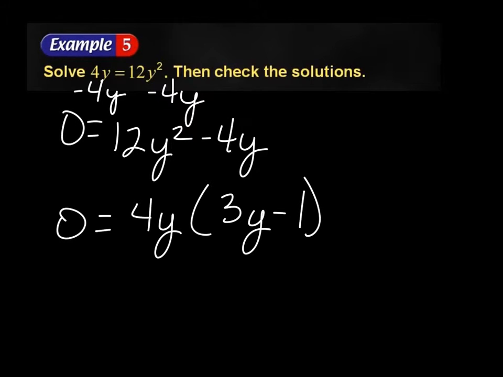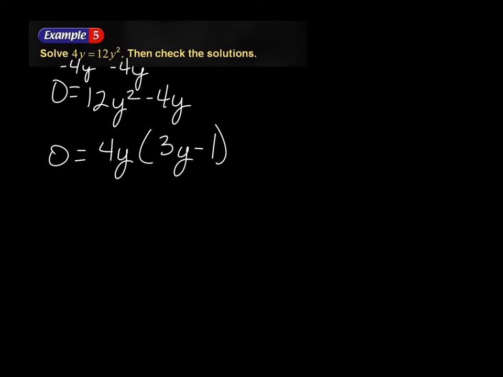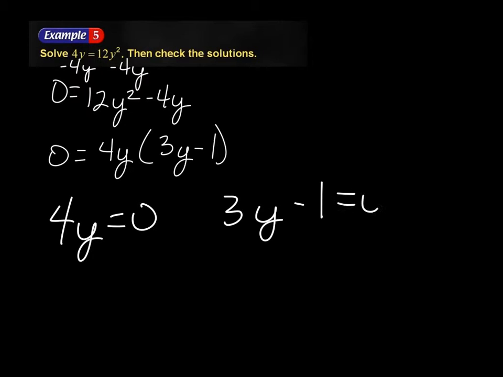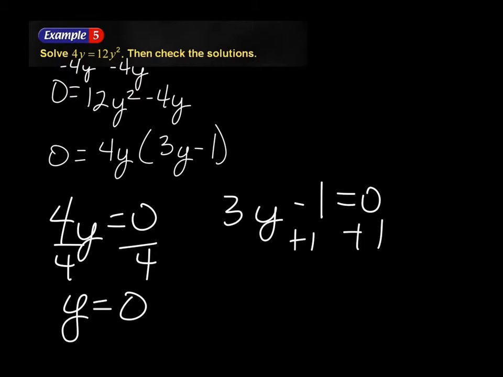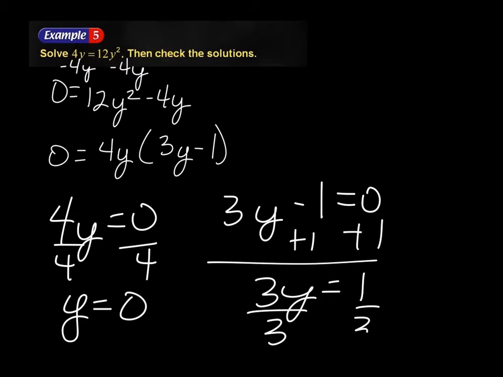So now I'm back to where I was before with the zero product property. And I can have 4y equals 0 or 3y minus 1 equals 0. If I divide both sides by 4, 0 divided into as many groups as I want will always be 0. Add 1 to both sides. 3y equals 1, divide by 3, and y is 1/3.